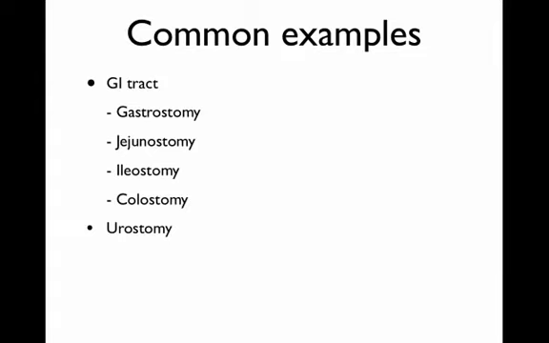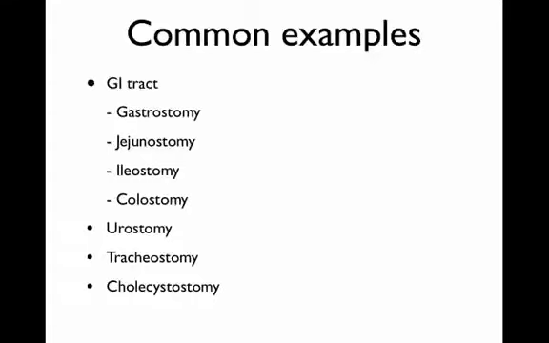Next one is a urostomy, where we have diversion of the urinary tract. A tracheostomy, referring to the trachea. Finally, a cholecystostomy, referring to the gallbladder. This list isn't exhaustive, but it just gives you an idea of the range of stomas which you may encounter in clinical practice.